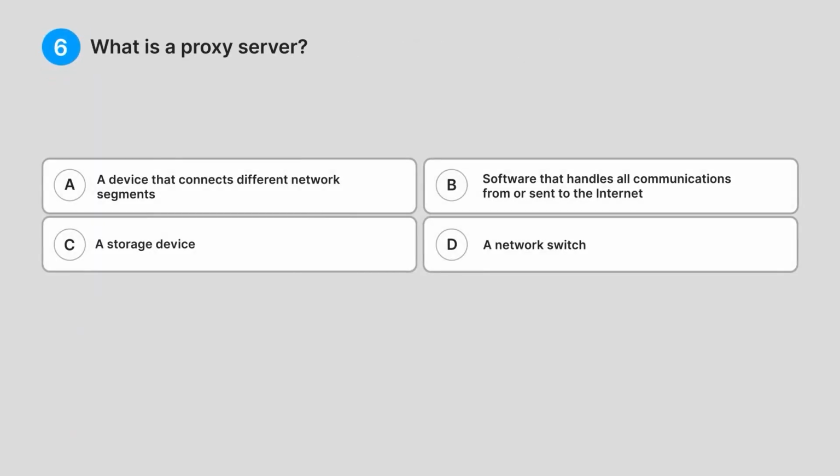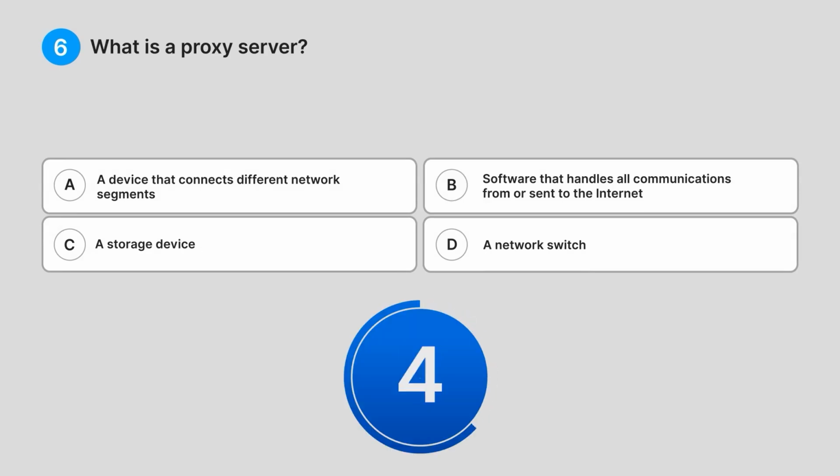6. What is a proxy server? A. A device that connects different network segments. B. Software that handles all communications from or sent to the internet. C. A storage device. D. A network switch. Can you guess the answer?